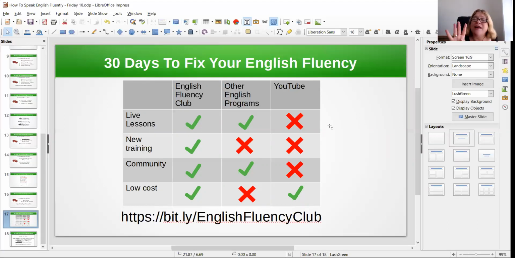And then the fourth thing, cost, again, is important. I try to keep the cost down for you with the English Fluency Club. Compare that to other English programs which are really, really expensive. And of course, YouTube is completely free.